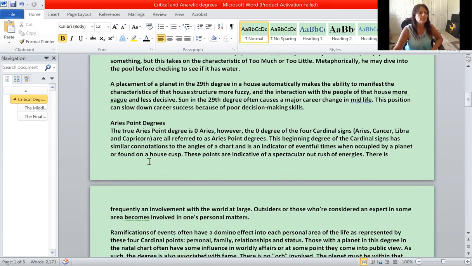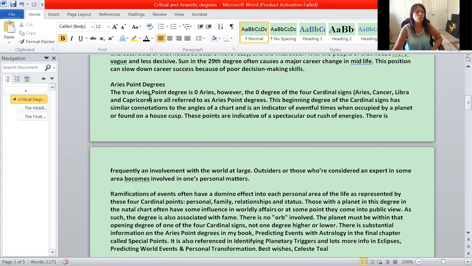All right. Let's talk about these two. The Aries point degrees. That's like the beginning of each sign. So we can think about it that way, that the 0 degrees is sort of like the Aries point of each new sign. So a true Aries point is 0 degrees Aries. The 0 degrees of the 4 cardinal signs, Aries, Cancer, Libra, and Capricorn, are all referred to as the Aries point degrees.